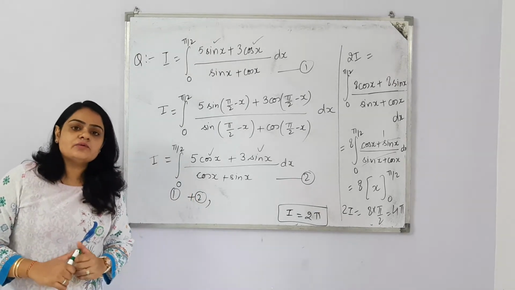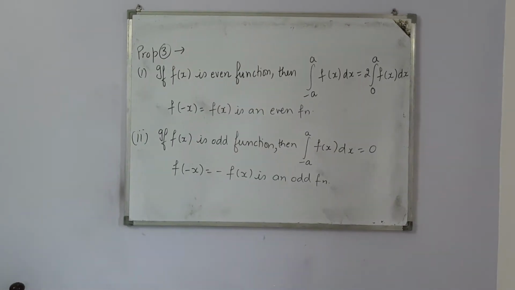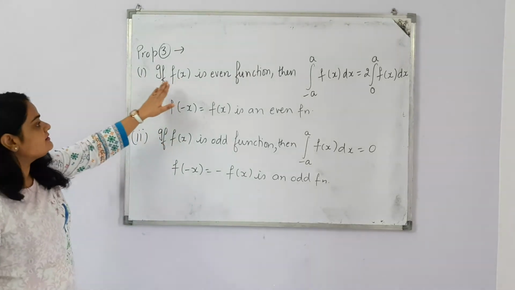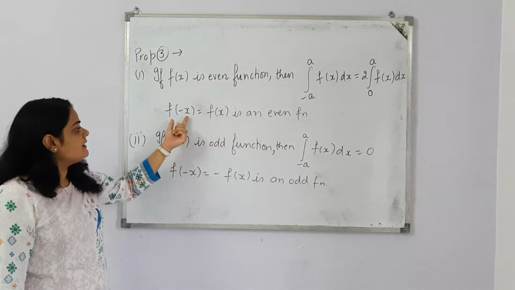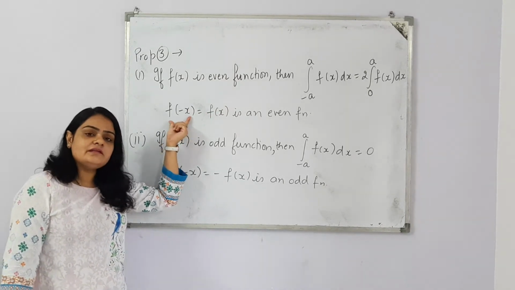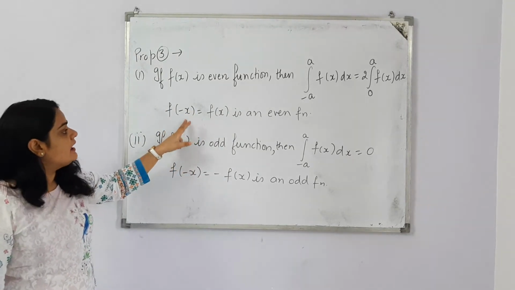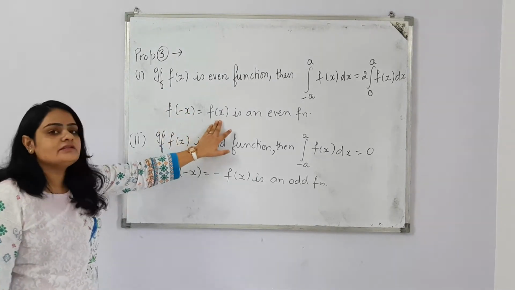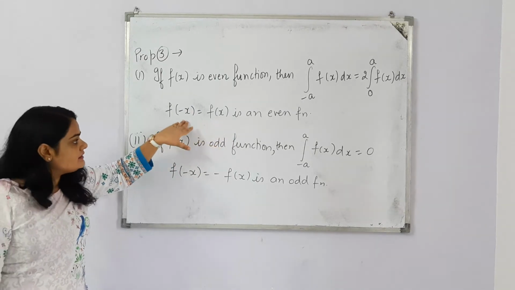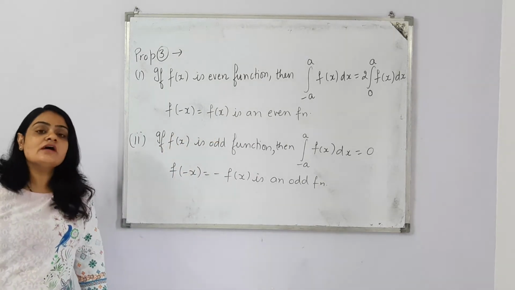Now let's do another property, the third property, having two parts. The first part says if f(x) is an even function. Now what do we mean by even? Even means that in place of x, if we take minus x, the negative of that variable, and after substituting minus x in the function we get the same function. If f of minus x is equal to f of x, this is the case of an even function.